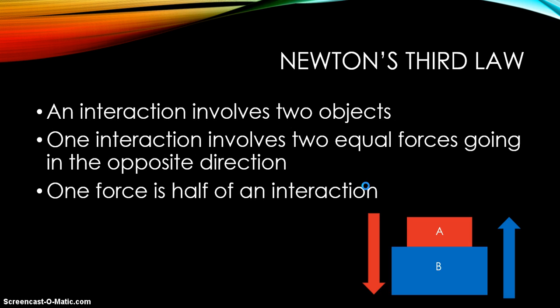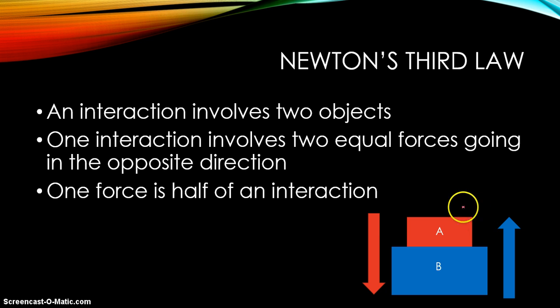Okay, so Newton's third law is also known as the law of interaction. And so it's just saying that an interaction involves two objects, and then one interaction has two equal forces going in the opposite direction, and then one force is half of an interaction.